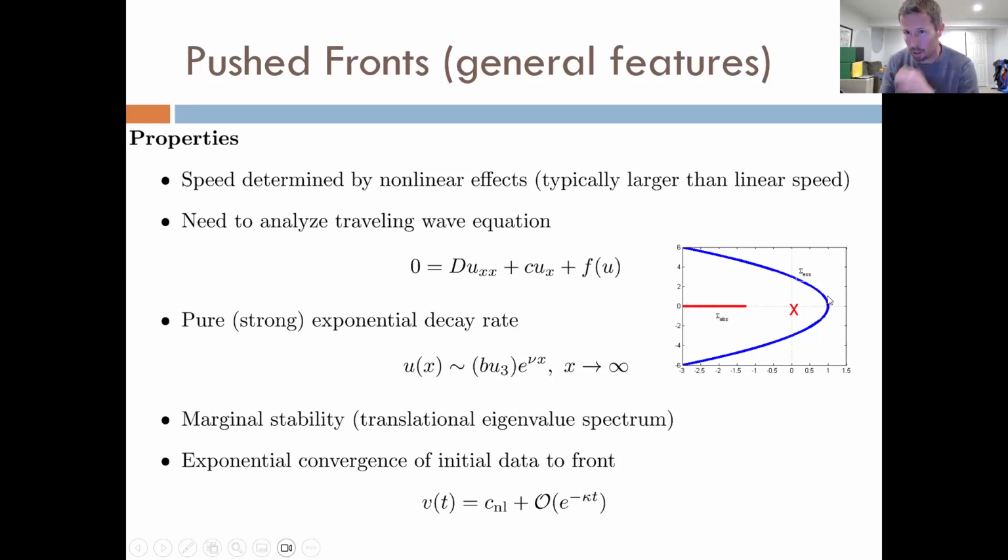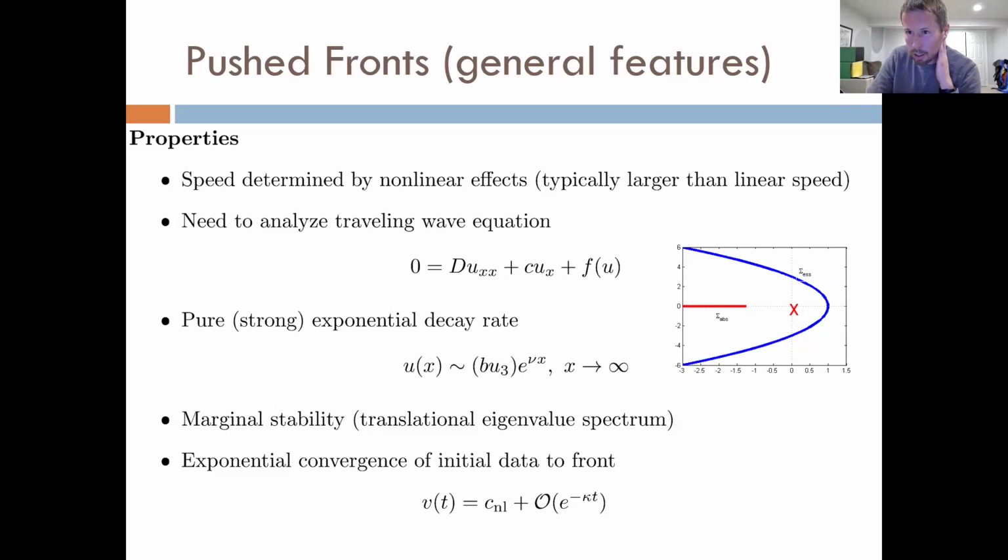Because when you look at the spectrum in an exponentially weighted function space that stabilizes the essential spectrum, you want this translational eigenvalue to still be there. And again, this is because you want it to be selected, or be able to be selected, by localized or compactly supported initial conditions, right? So, good. Okay, so that's the background. That's pushed fronts, that's pulled fronts.